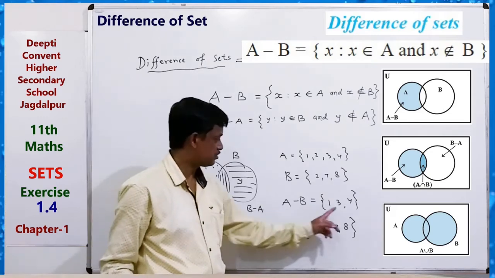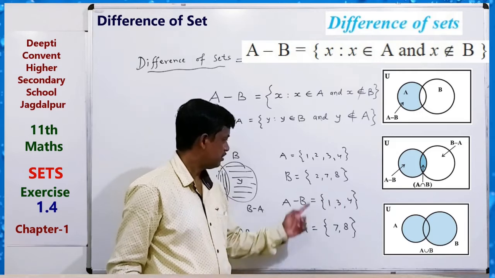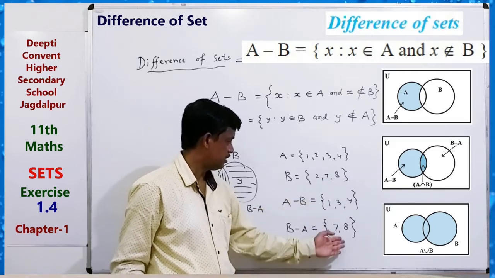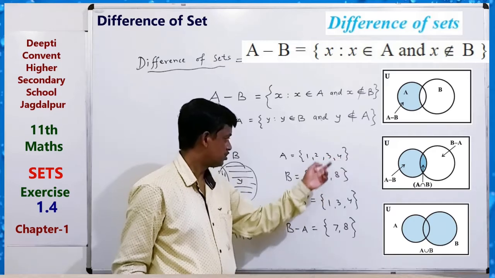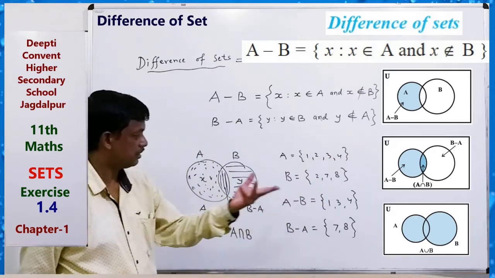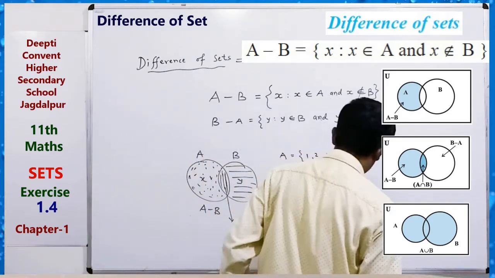Okay, A minus B equals 1, 3, 4, which is not there, and here B minus A is 2, 7, 8. So 7, 8 is not there. 2 is common, so neglected. Here 2 is common, so neglected, like this. Clear? So difference can be found out like this.